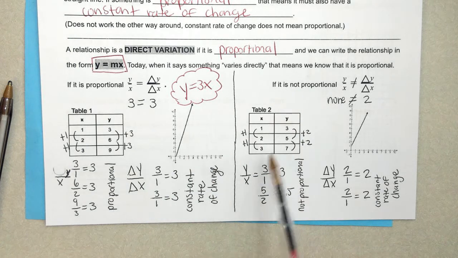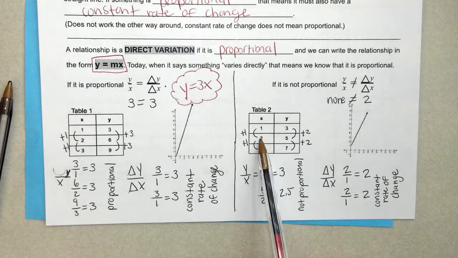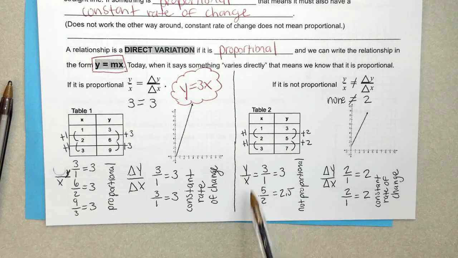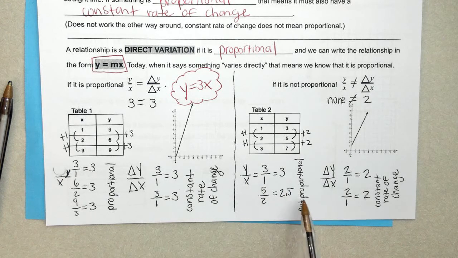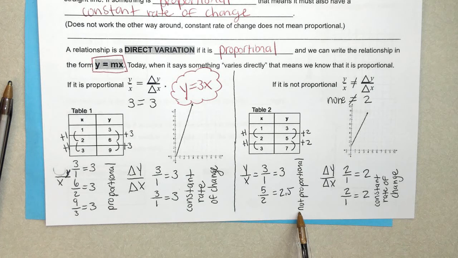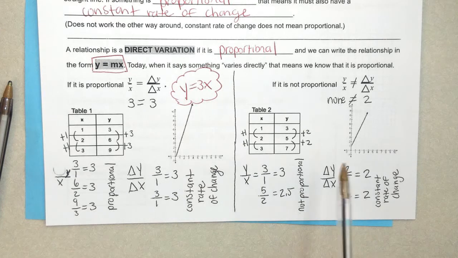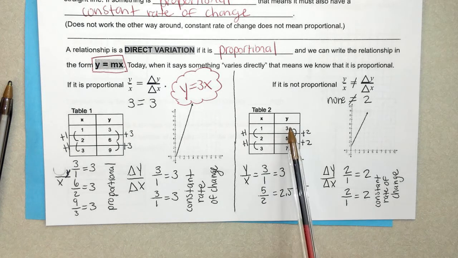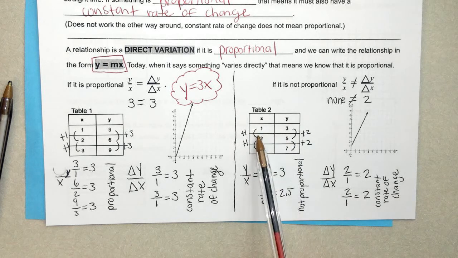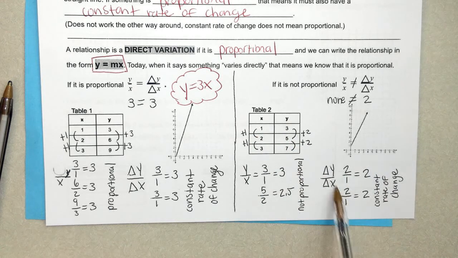In another case here, I have my tables, so y over x, y over x, y over x. When I do those and simplify, they are not the same. Remember, if y over x is not the same, it is not proportional, meaning it can't be a direct variation. So when we look, we know it's not going to be a straight line through the origin, but we can still check to see if there's a constant rate of change. In this one, my change in y was 2 and my change in x was 1. Same thing on the next one. So there is a constant rate of change.